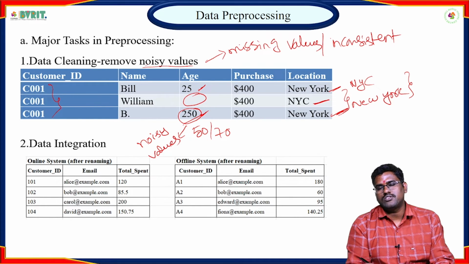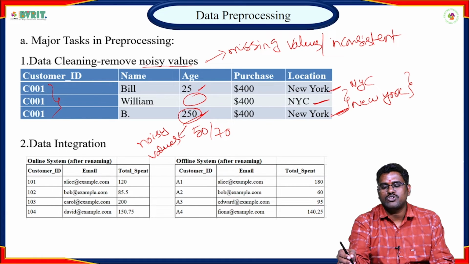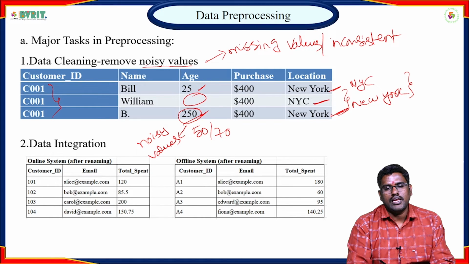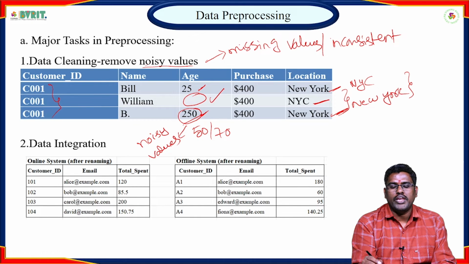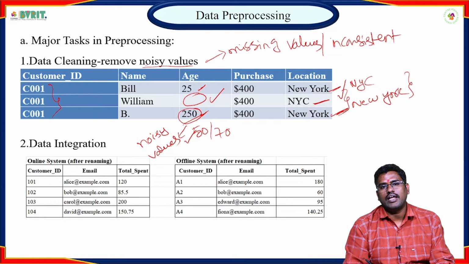Inconsistent values means the values differ from the first row to the second row and the second row to the third row, like that. That is called inconsistent data. So by using data cleaning, we need to remove these missing values, modify these noisy values, and change these inconsistent data values. So that is about data cleaning.